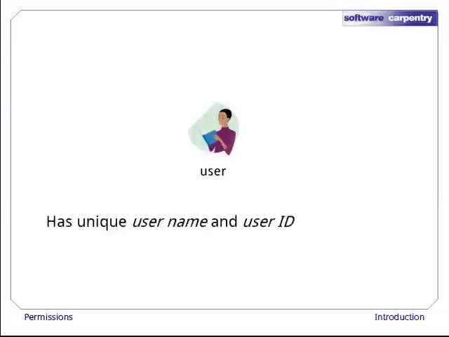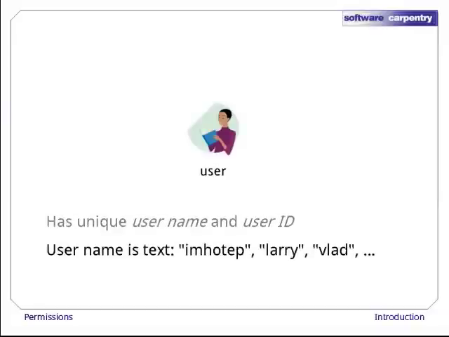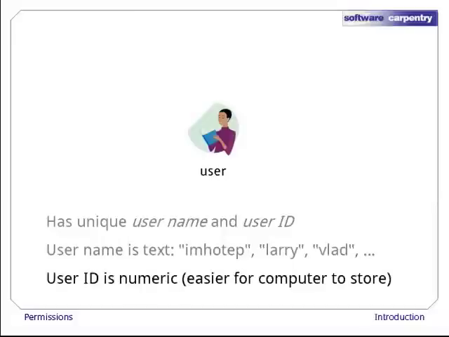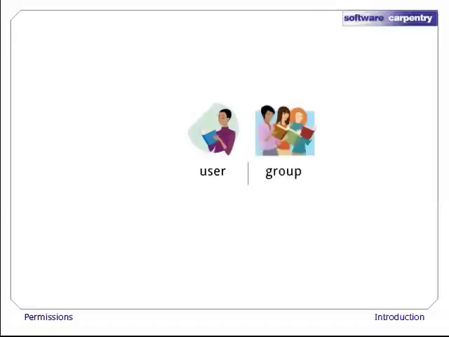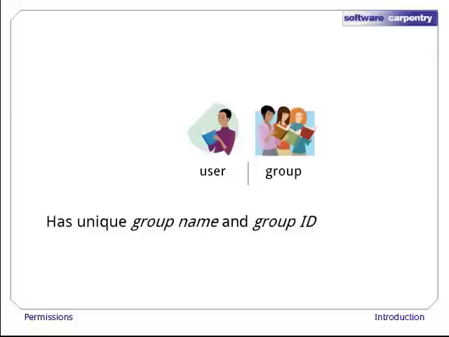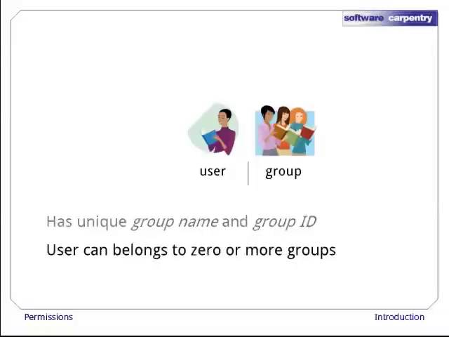She has a unique username and user ID. Her username is textual, and her user ID is an integer. It might seem redundant to have this as well as her username, but integers are easier for computers to work with. Computers also manage groups. Each group has a unique group name and numeric group ID. The system administrator, or anyone with equally godlike powers, can put a user in any number of groups.